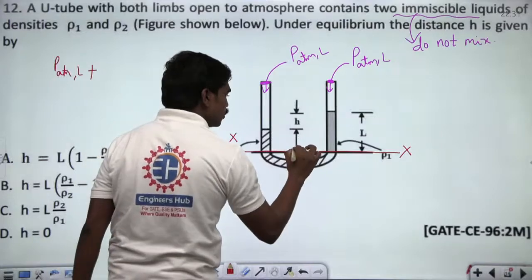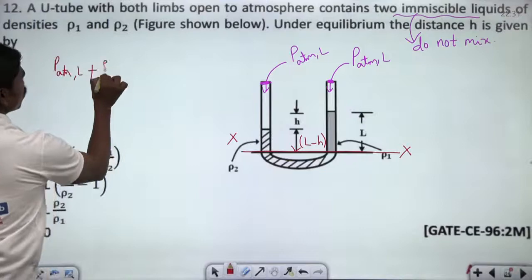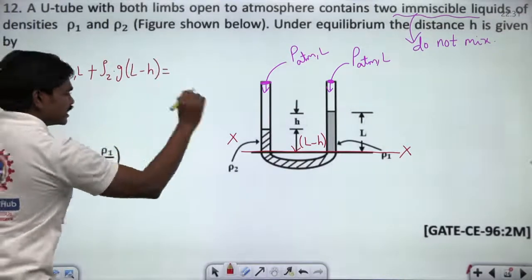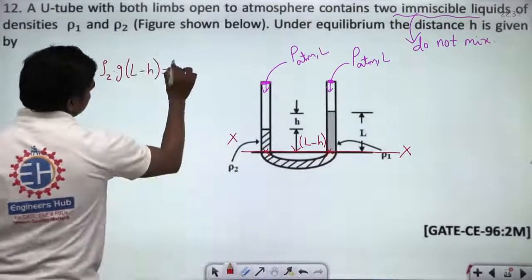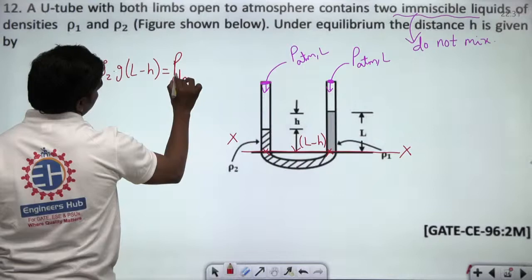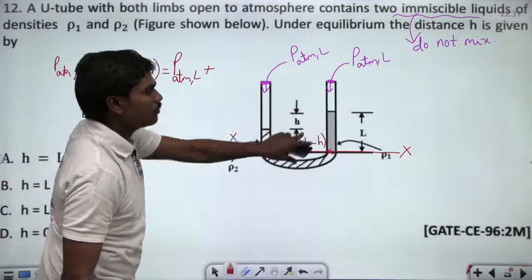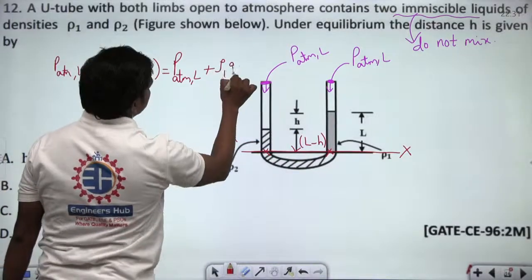So definitely this value is going to be L minus H, correct? So plus ρ2 g (L minus H). This is the pressure at this point in the left limb. Similarly, at this point on the right limb, you have atmospheric local pressure plus the pressure due to this column of length L of density ρ1. So ρ1 g L. This is what you have.